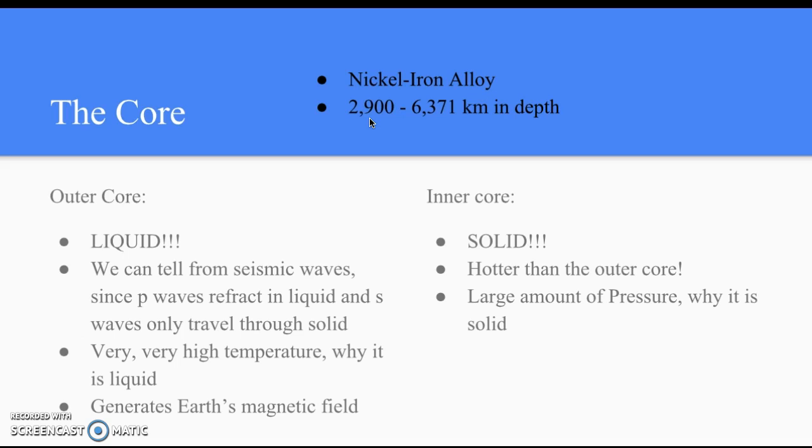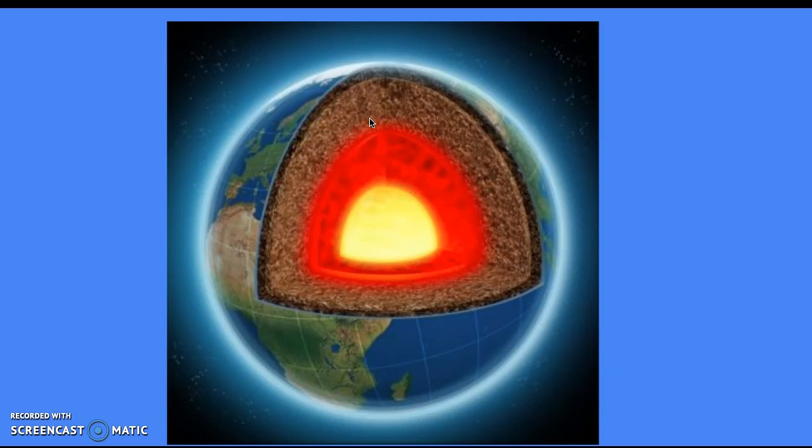The inner core is solid. It's hotter than the outer core, and there's a large amount of pressure, which is why it is solid. So imagine if you have a ball, the very, very center would be solid, kind of like a golf ball. So this is just a picture.